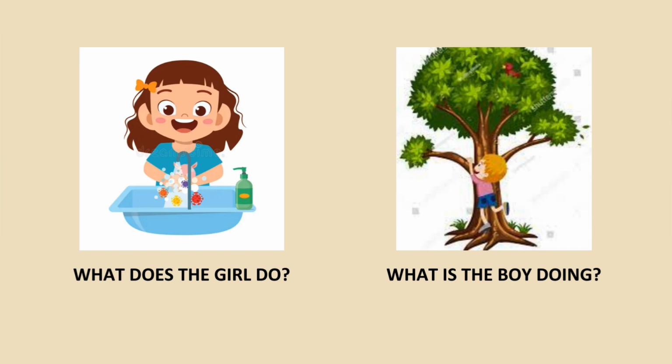What does the girl do? The girl washes her hands. Here, does is used to form the question, and the verb wash takes an -es form as it refers to the third-person singular girl. What is the boy doing? The boy is climbing the tree. Present continuous tense is used to describe what is happening right now. Is climbing shows the ongoing action. See the difference. One is a habit, and the other is an action happening now.